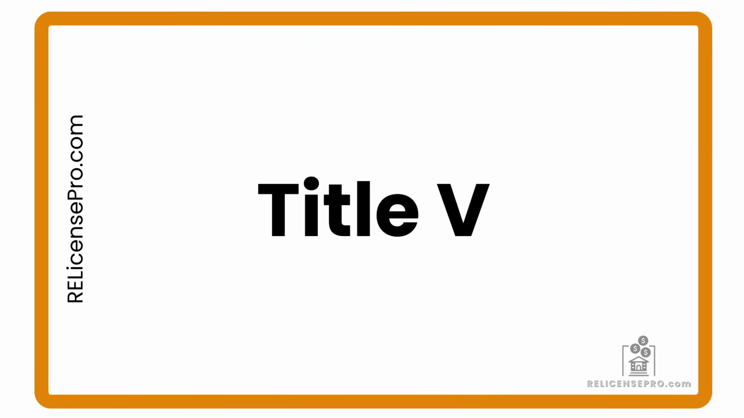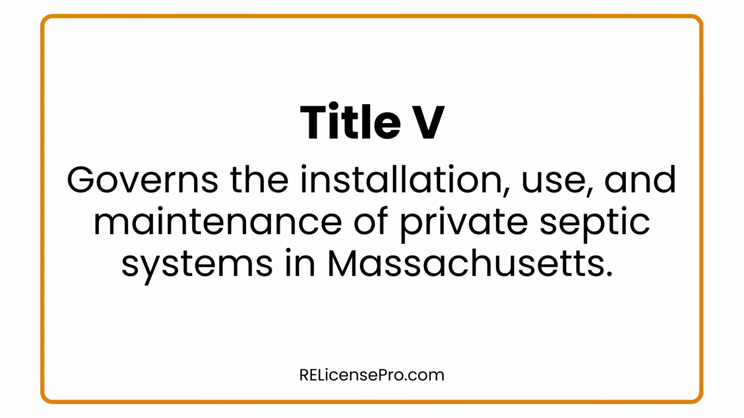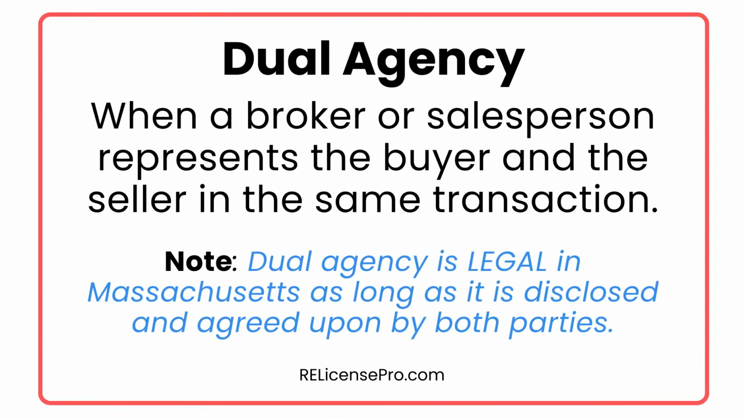Title 5. Title 5 governs the installation, use, and maintenance of private septic systems in Massachusetts. Dual agency. Dual agency is when a broker or salesperson represents the buyer and the seller in the same transaction. Note, dual agency is legal in Massachusetts as long as it is disclosed and agreed upon by both parties.